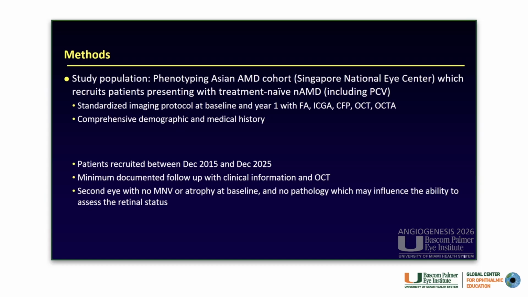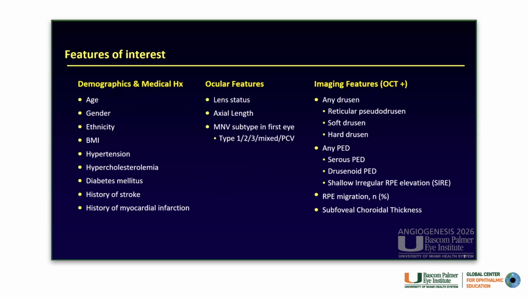For the current analysis, we utilize a 10-year study period between December 2015 and December 2025. Patients were required to have minimum documented follow-up of 3 years with clinical information and OCT available, and the second eye needs to be eligible, as in there is no MNV and no atrophy at baseline. These are the features of interest which are grouped according to demographics and medical history, ocular features, and finally imaging features, which are based on OCT grading at baseline by majority, but some of the features are also confirmed by multimodal imaging.